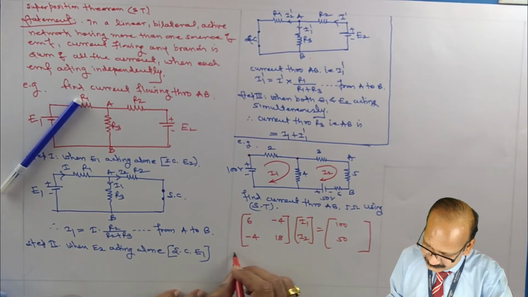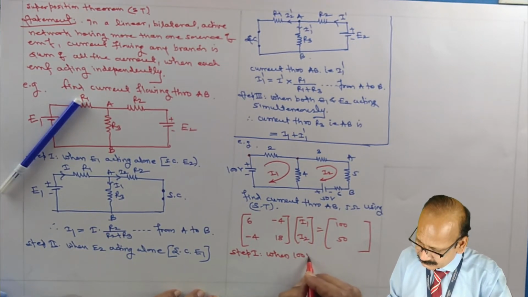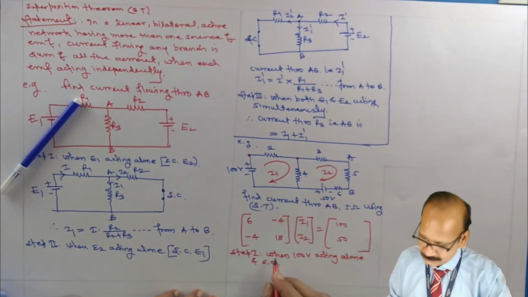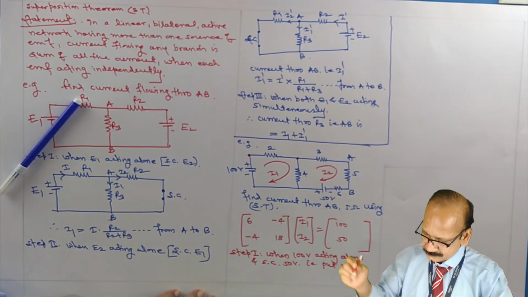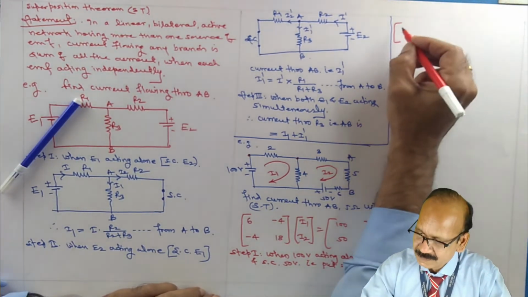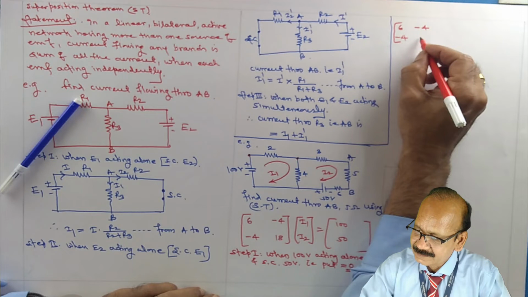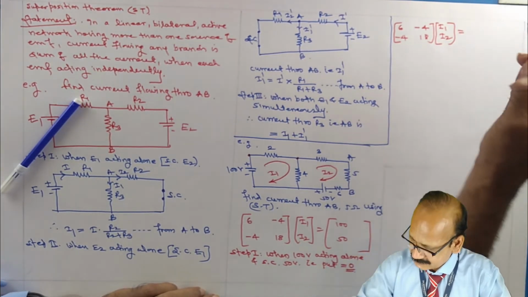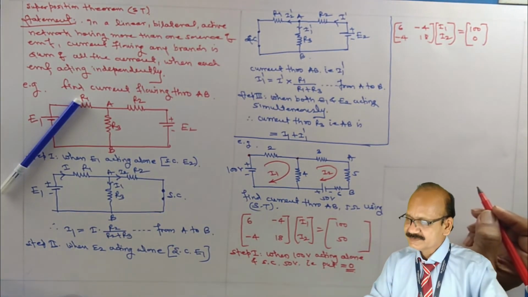Now see, let us start step 1. When the 100 volt source is acting alone, short circuit the 50 volt source, that is put it equal to 0. Therefore this matrix becomes, this will remain as it is, 6 minus 4, then minus 4, 18, times I1, I2, equal to 100 and 0, because you have to put 50 equal to 0.